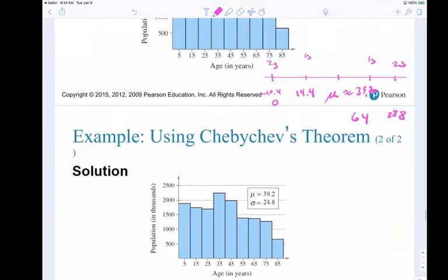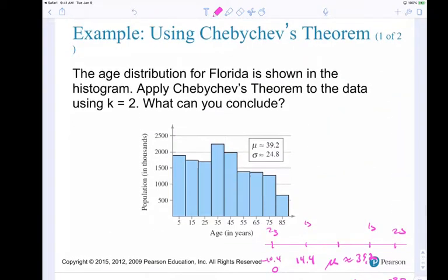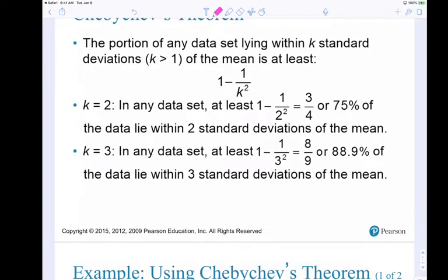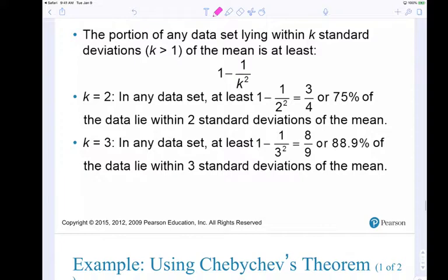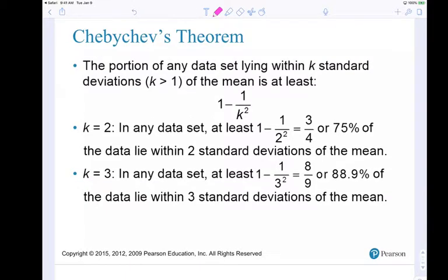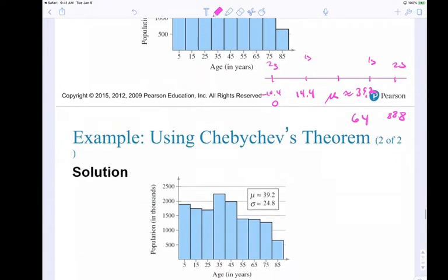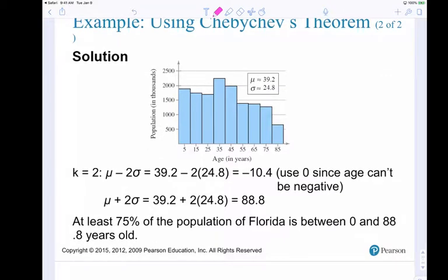It says the age distribution is shown, apply Chebyshev's theorem. So it's going to be 1 minus 1 over k squared. K in this case is 2, right? When k is 2, 75% of the data lie within 2 standard deviations of the mean. So if we apply it, 75% of the population is between 0 and 88.8 years old. Is that okay now?